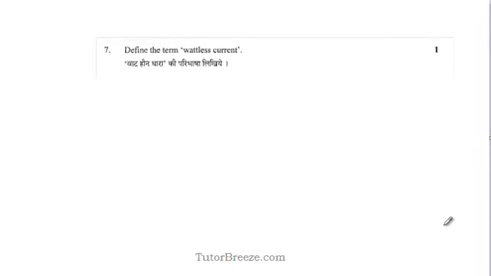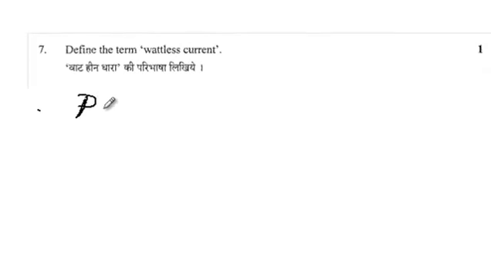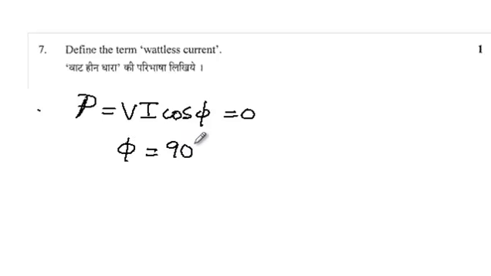The term wattless current is used when the circuit is either purely inductive or capacitive. In that case, power, which is given by VI cos phi, the average power, becomes 0 because phi is 90 degrees and cos 90 is 0. So, the term wattless current is used when the circuit is purely reactive, which means either inductive or capacitive.